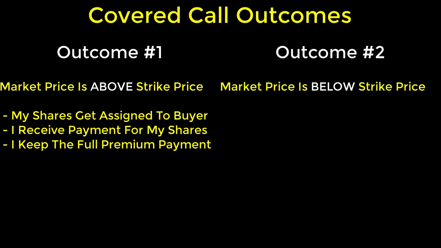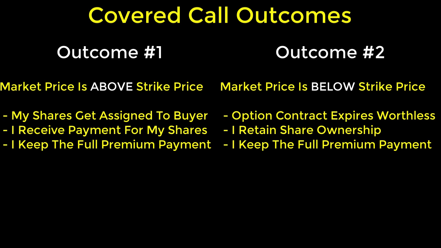The second outcome happens when the market price finishes below my strike price on or before the expiration date. In this case, the option contract will expire worthless. And as a result, I'll retain ownership of my shares. These are the shares that were reserved as my collateral and allowed me to write the covered call in the first place. Additionally, I'll keep the full premium payment that I received for selling the covered call.